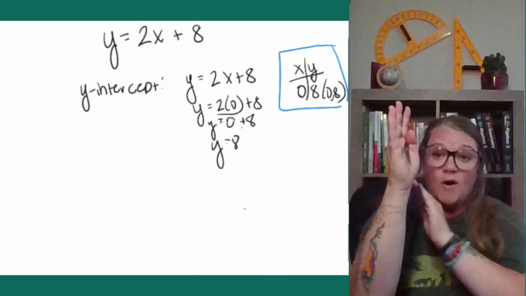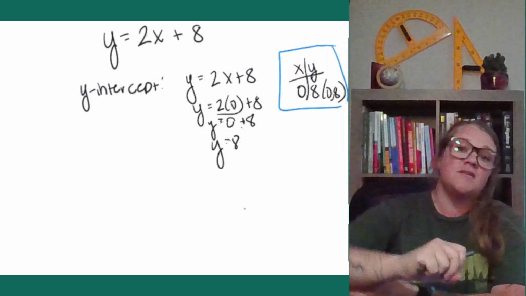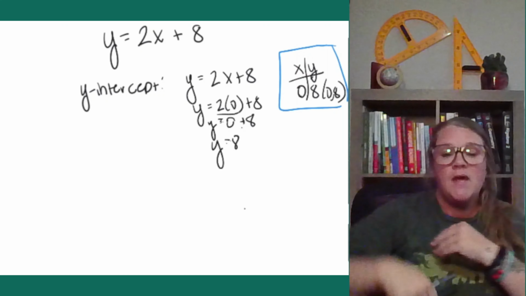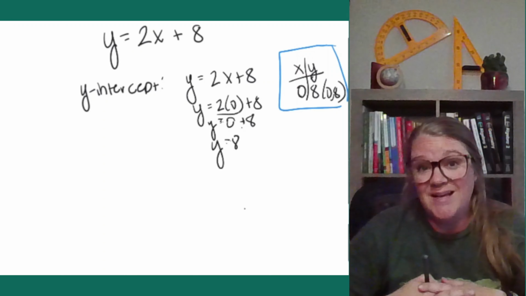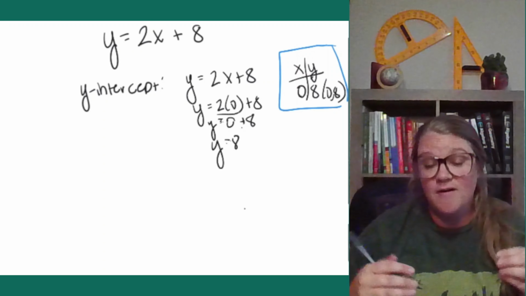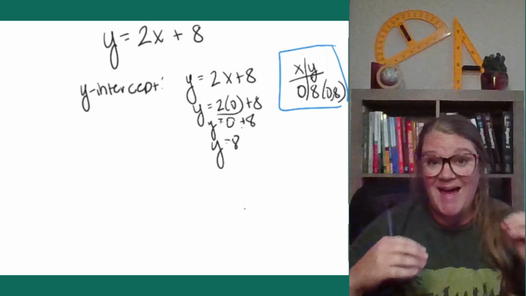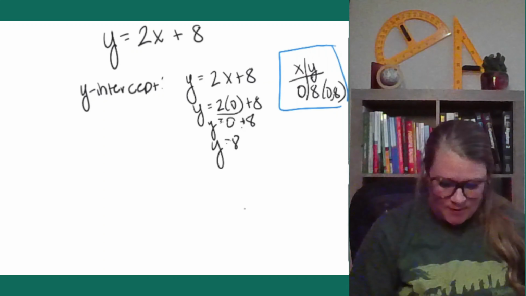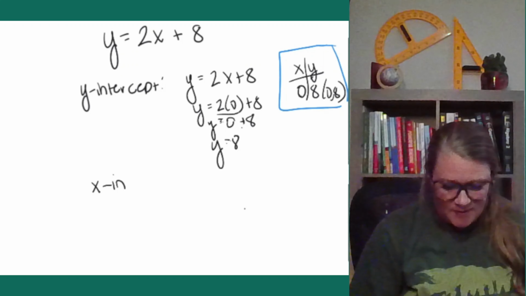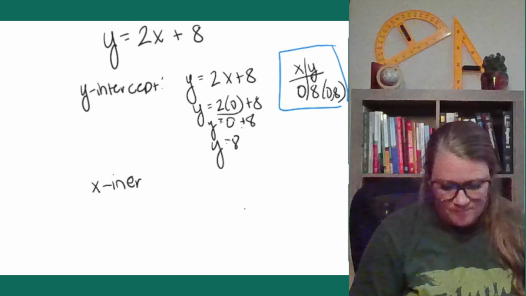We found where this graph hits the y-axis. It's going to hit it up 8. But we need to do exactly the same thing with the x-axis. We need to find where this line hits the x-axis. So my next goal is to find the x-intercept.